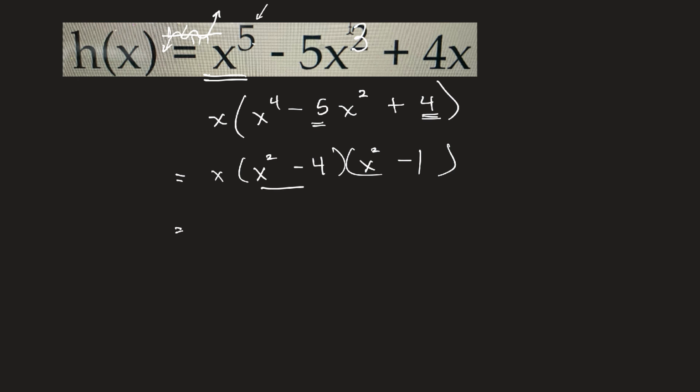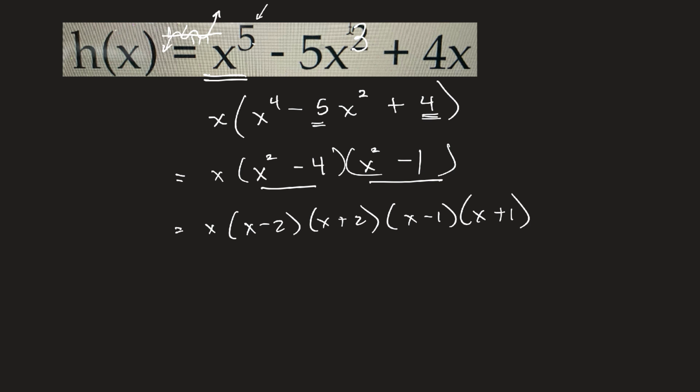And so both of those are difference of squares. So I have x, and then x minus 2, x plus 2, and x minus 1, x plus 1. So there's my 5 factors. So if I set h of x equal to 0, then I have 5 things multiplied together to give 0. I can set each of them to be 0.